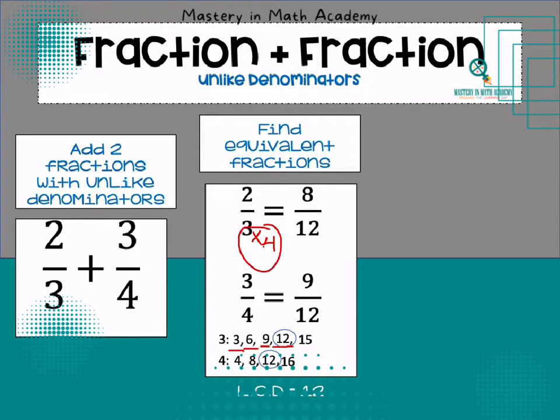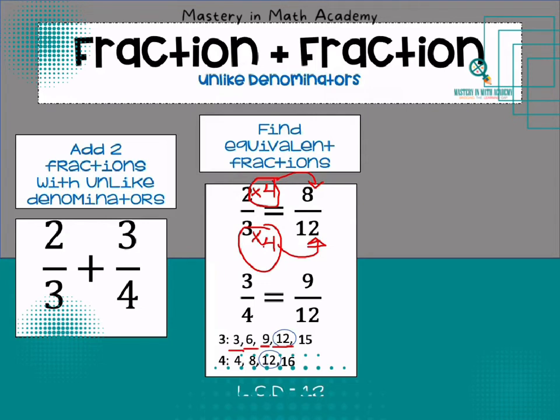And there is a rule that we need to remember. The rule is whatever you do to your denominator, you have to do it to your numerator. And whatever you do to your numerator, you have to do it to your denominator. Because we multiplied 3 times 4 in our denominator, we are going to have to multiply by 4 in our numerator. And 2 times 4, as we can see, is equal to 8. Our new fraction now is 8/12.